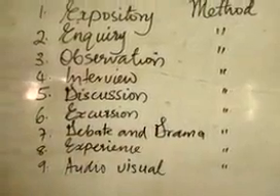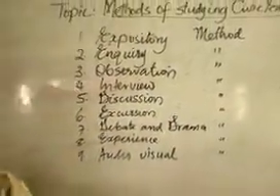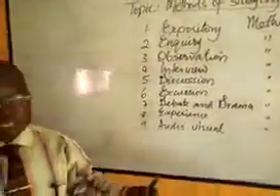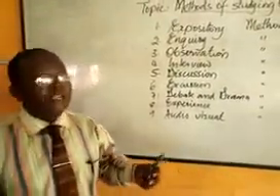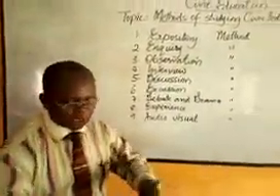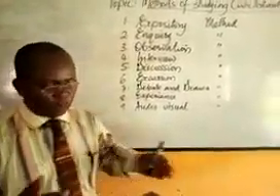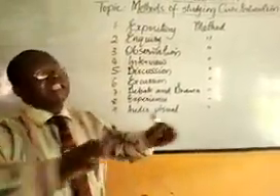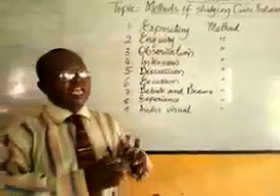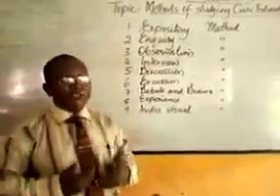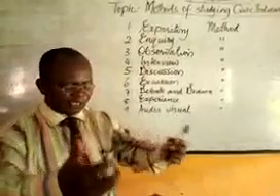Discussion method. Most times, teachers and learners could sit together and they bring up an issue and they discuss. It could be a round table discussion, it could be a one-on-one discussion, or any kind of interaction that involves the teacher and the learners, and they are discussing.